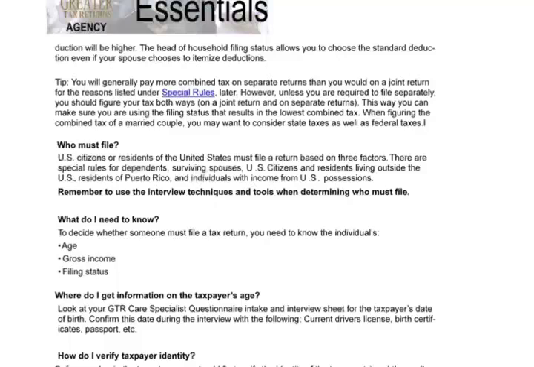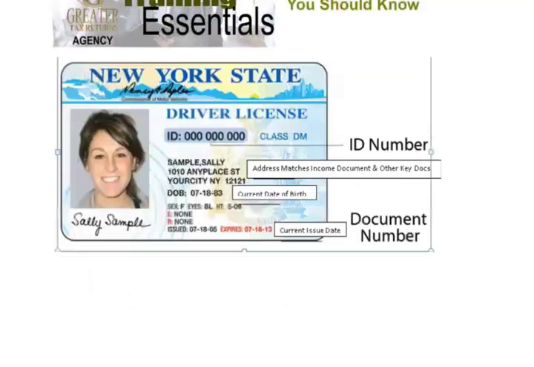Again, it's the same way. They usually come in with a valid ID, a state ID or driver's license, and this is a good example of one. You want to make sure that the driver's license is in good condition, it hasn't been tampered with, and it has a valid identification number, and the date of birth, which is right here.